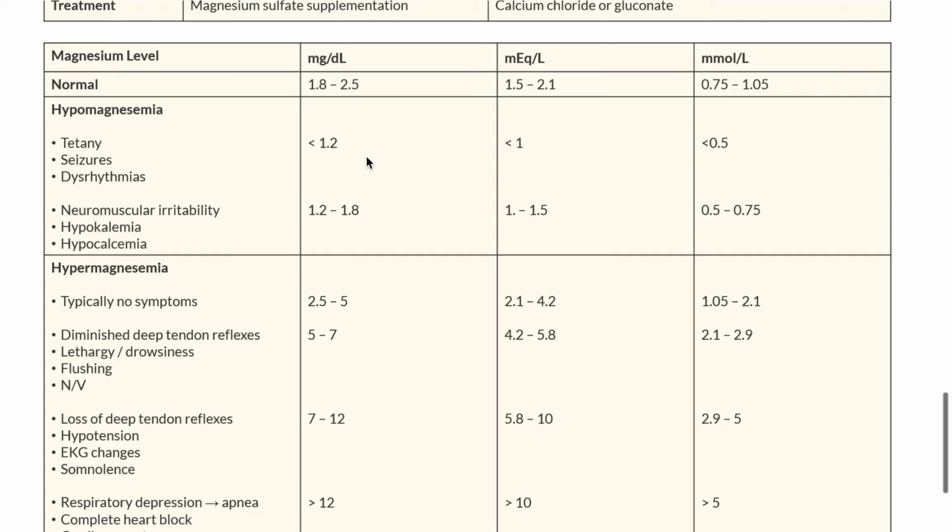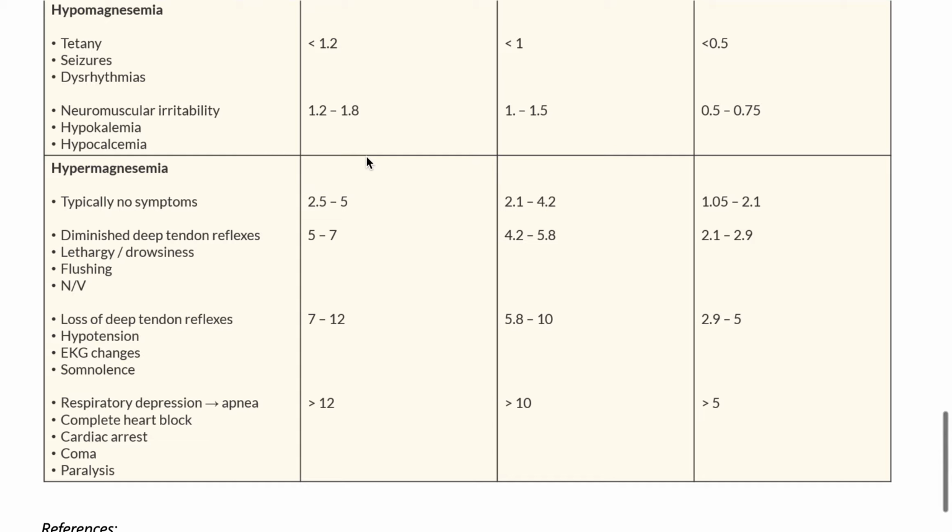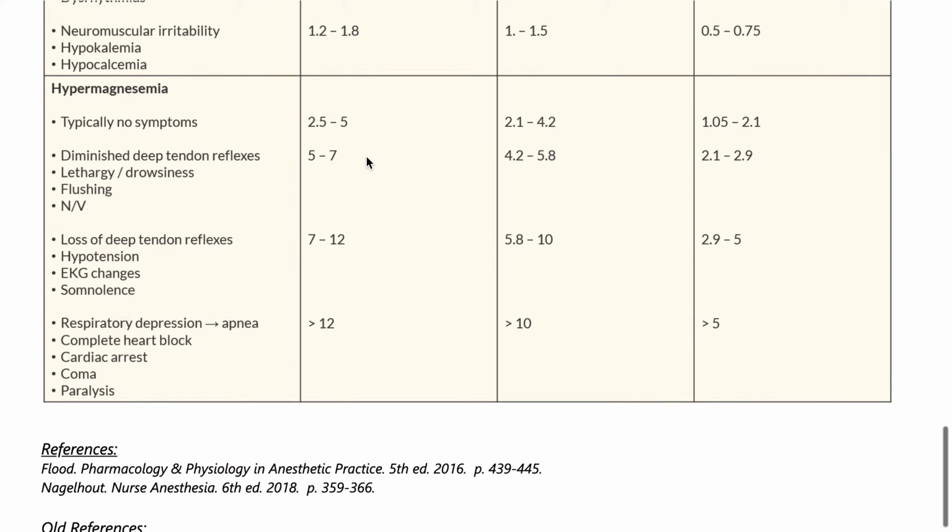So starting with milligrams per deciliter, hypomagnesemia. Less than 1.2 milligrams per deciliter leads to tetany, seizures, and dysrhythmias. 1.2 to 1.8 leads to neuromuscular irritability, hypokalemia, and hypocalcemia. And next is hypermagnesemia. Typically there are no symptoms between 2.5 and 5. This is again milligrams per deciliter.